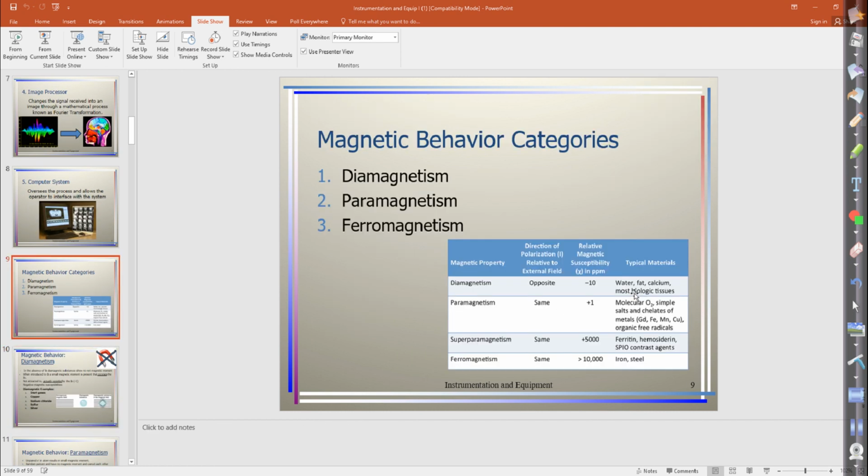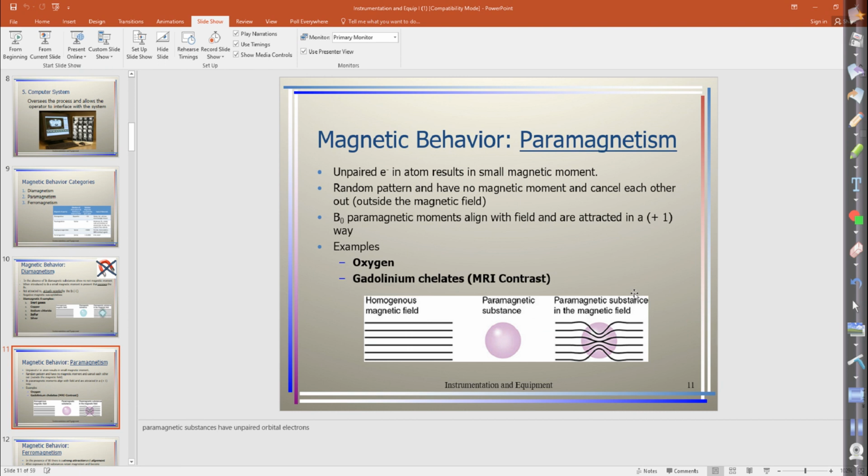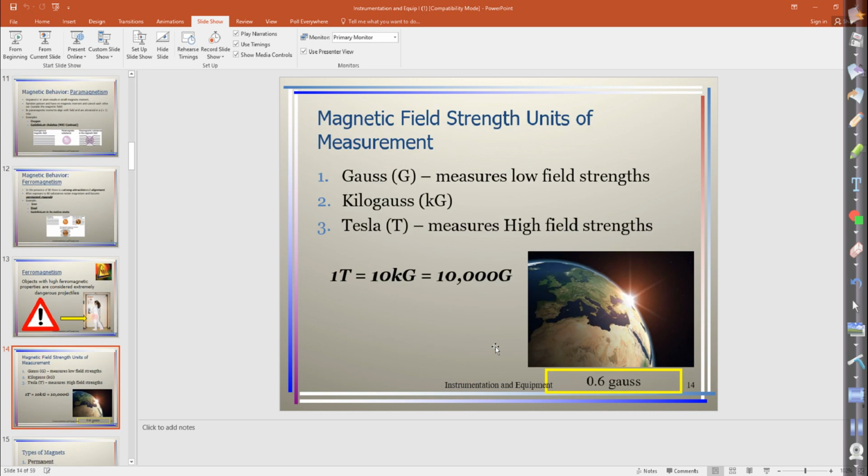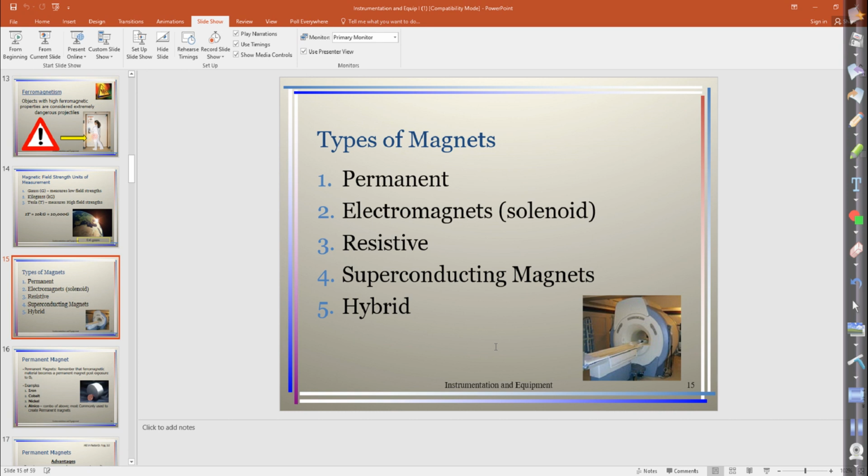We talked about magnetic susceptibility. We defined diamagnetism, paramagnetism, and ferromagnetism last time. Our gadolinium contrast, which one is that? Paramagnetic, ferromagnetic, or diamagnetic? Paramagnetic. Paramagnetic, slightly attracted. So our gadolinium contrast is paramagnetic. Ferromagnetic, we know is strongly attracted, but it also retains those magnetic fields even when that external magnetic field is removed. So that's how we create our permanent magnets that we have at different sites.